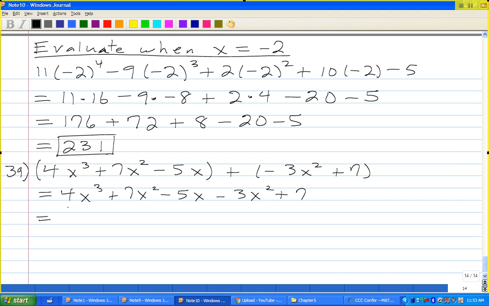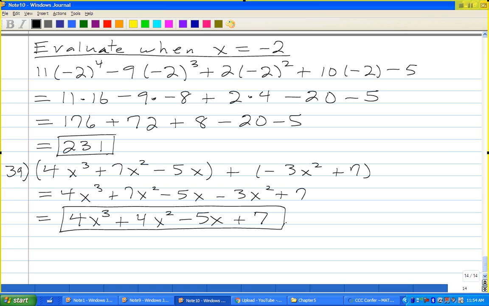So I have here a 4x cubed. There are no other x cubed terms, so this is 4x cubed. There's a 7x squared and a minus 3x squared. 7 apples minus 3 apples is 4 apples, so 4x squared. There's no other term than 5x, and no other term than 7. I've combined all my like terms. None of the remaining terms are like terms, so I'm done.